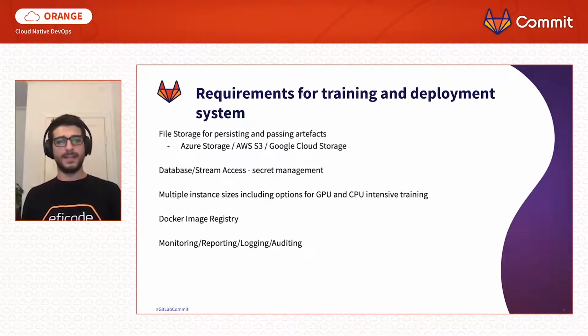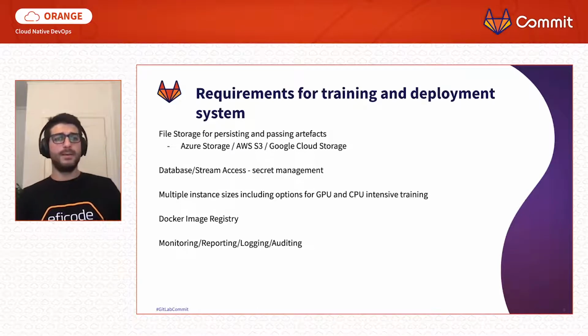With AWS, there's S3, or GCP, there's their cloud storage. So other cloud providers have offerings as well. Database and stream access was needed. So we needed some form of secret management. Luckily, GitLab CICD has variables built in, and we also did look at using Azure Key Vault in combination with GitLab CICD variables and service principals.